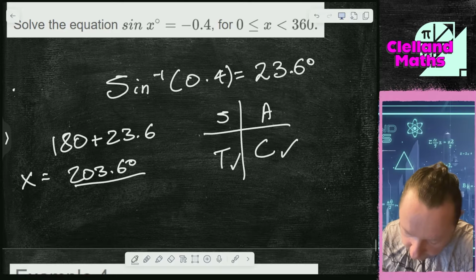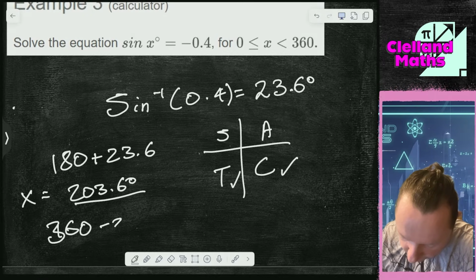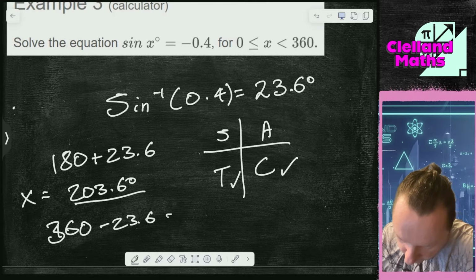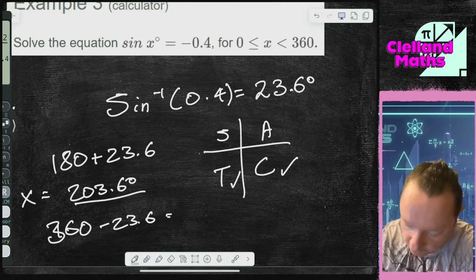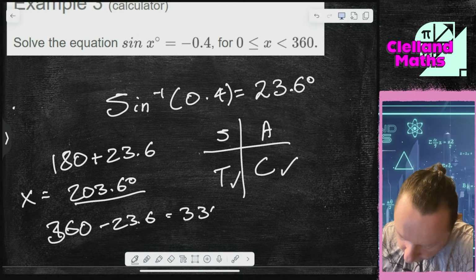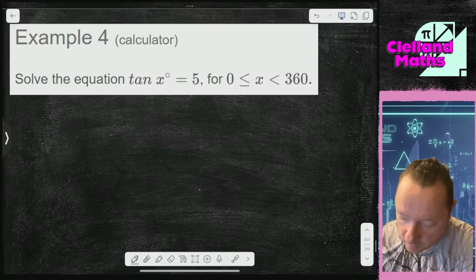And for C, it's 360 minus the angle. Can't be bothered working that out. 360 minus 23.6 is 336.4. And there's our two answers, 1, 2, and we're done there.